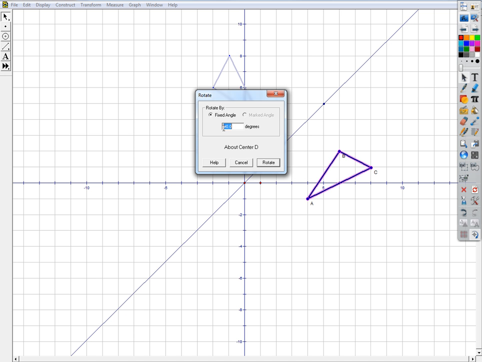I don't know what the marked angle thing is. I'm kind of curious about that. I should probably just undo the fixed angle and see what happens. Well, it's grayed out, so I can't do it. I'll have to look into that. I'm not sure what that even means. But for now, we don't care. For now, we're just going to pick an angle.